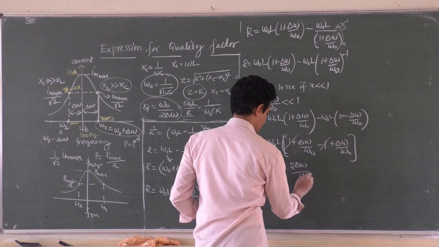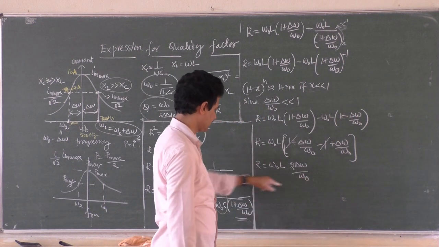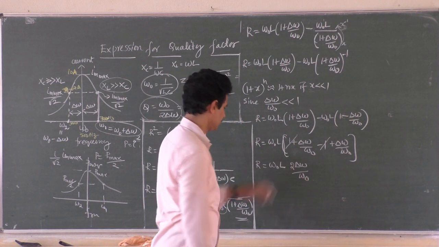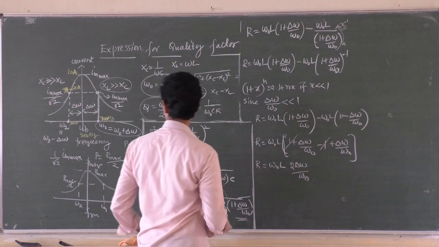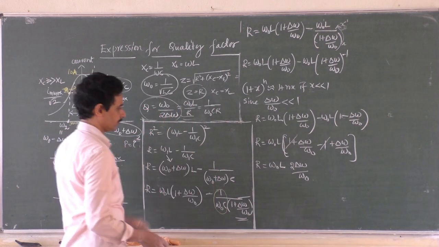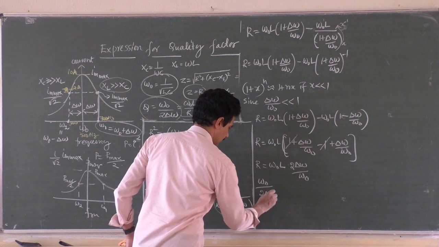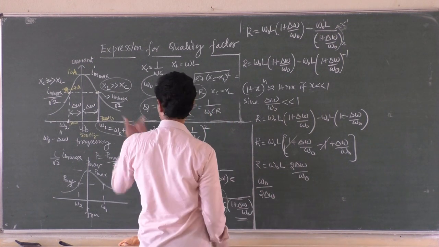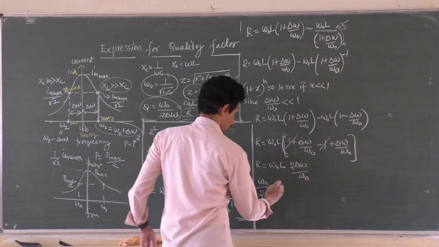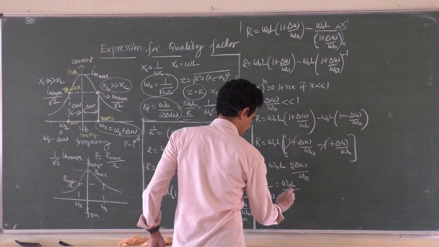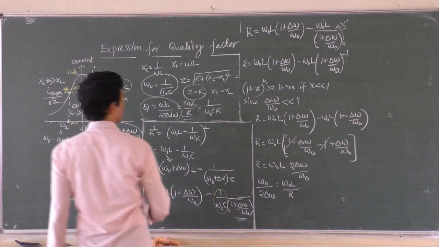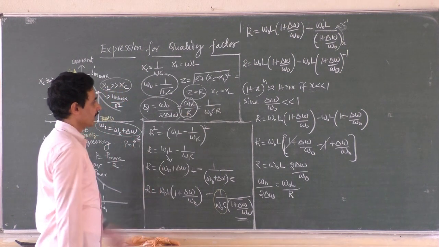What you will get is this plus this, 2 delta omega by omega naught. You just bring this here, and omega naught by delta omega is what we need, right? Bring this here: omega naught by 2 delta omega, the resonant frequency by the total bandwidth 2 delta omega, is equal to omega naught L by R. You have got that.